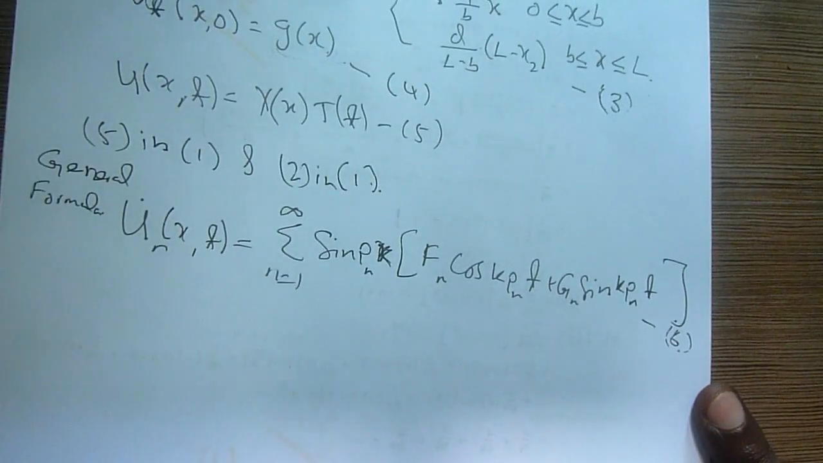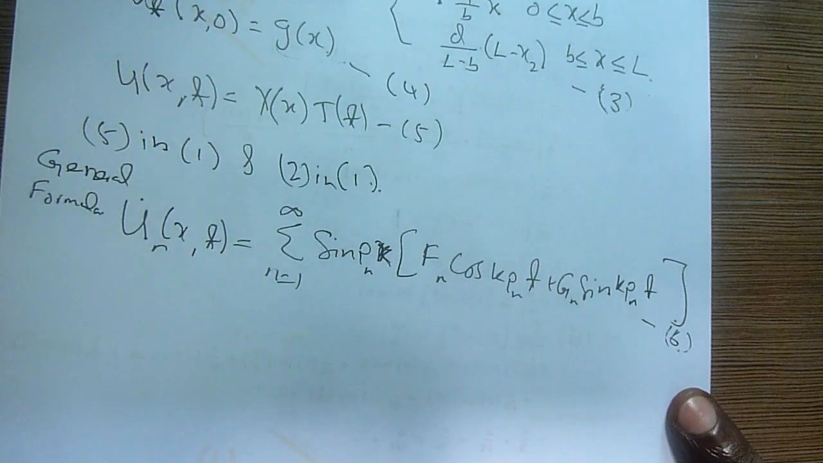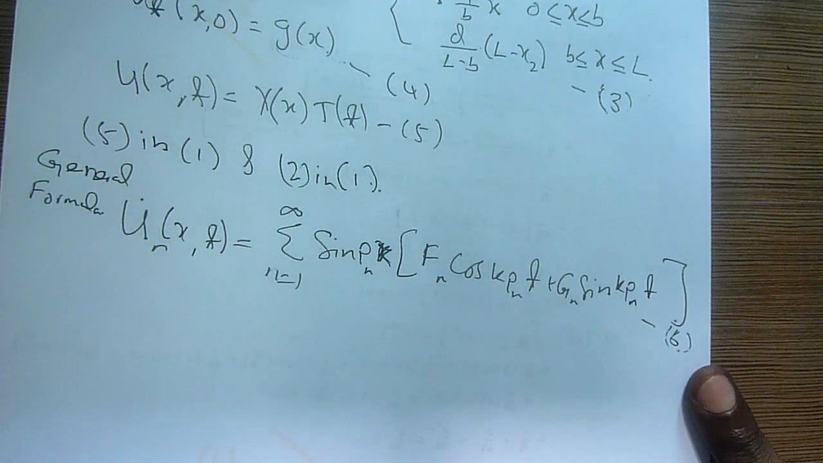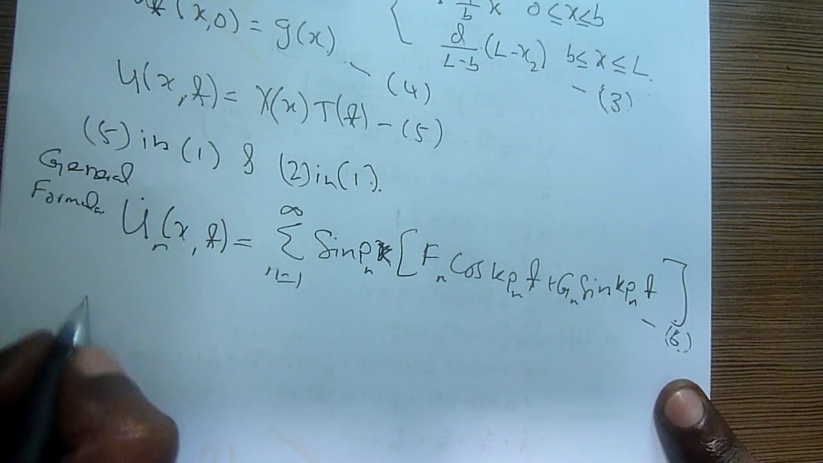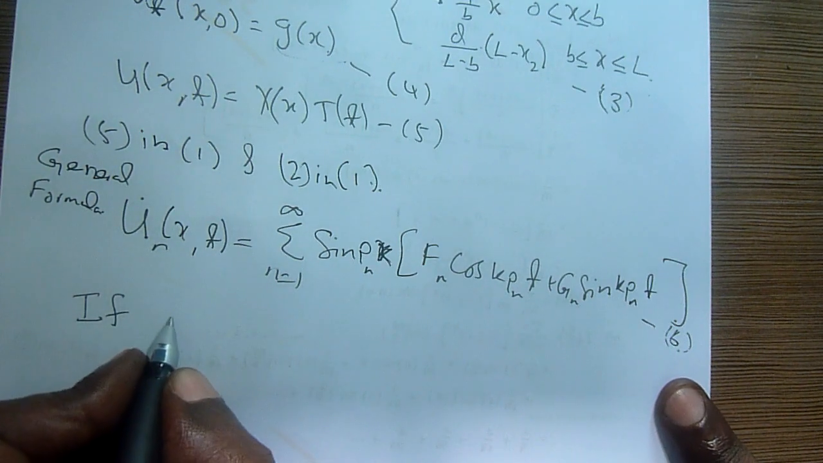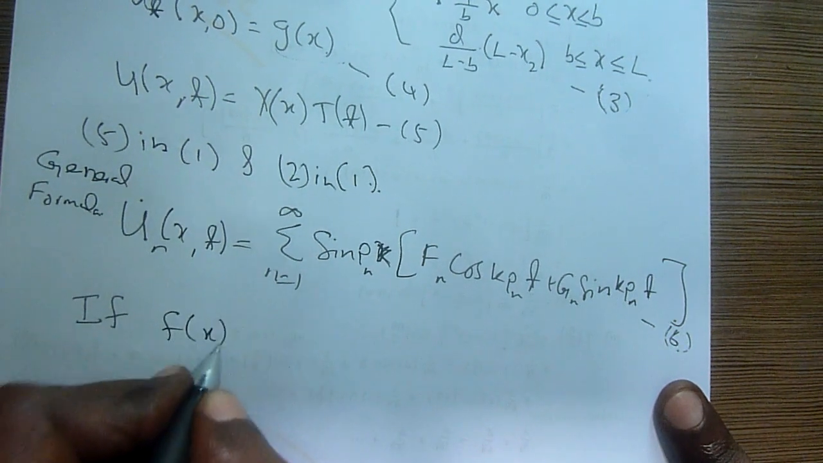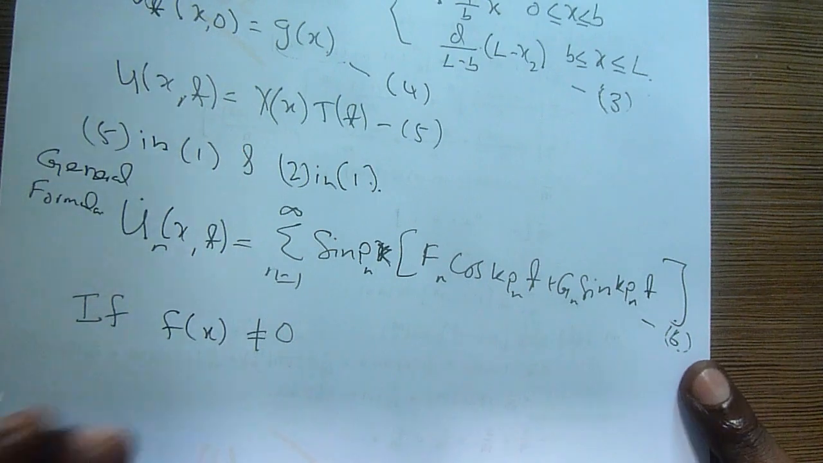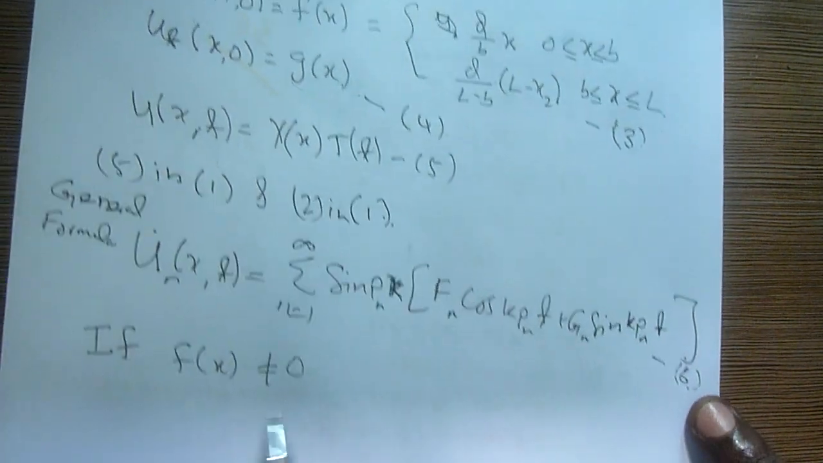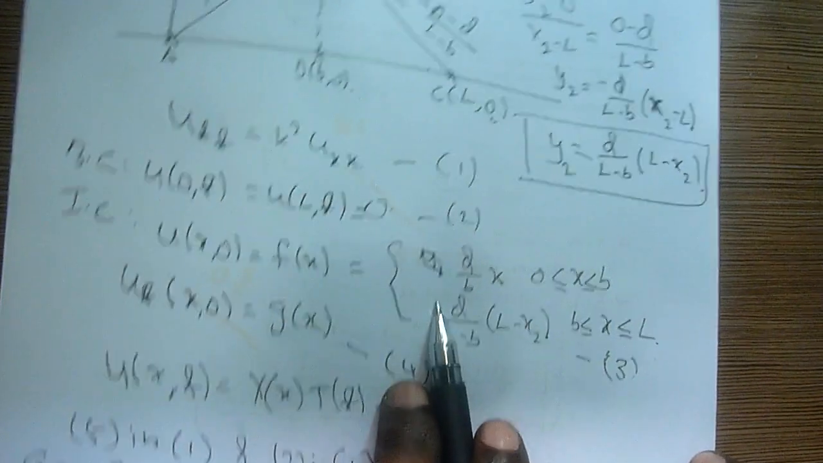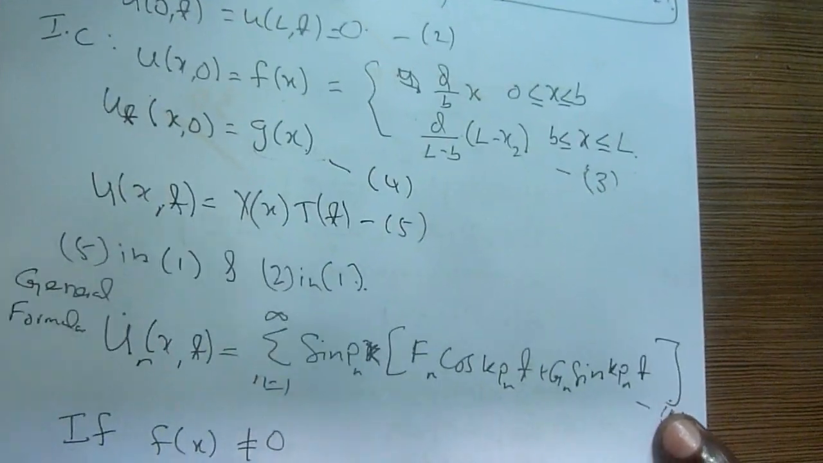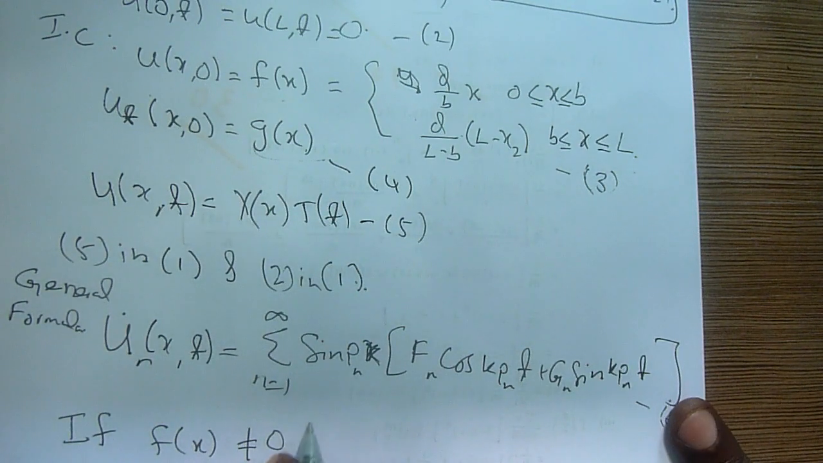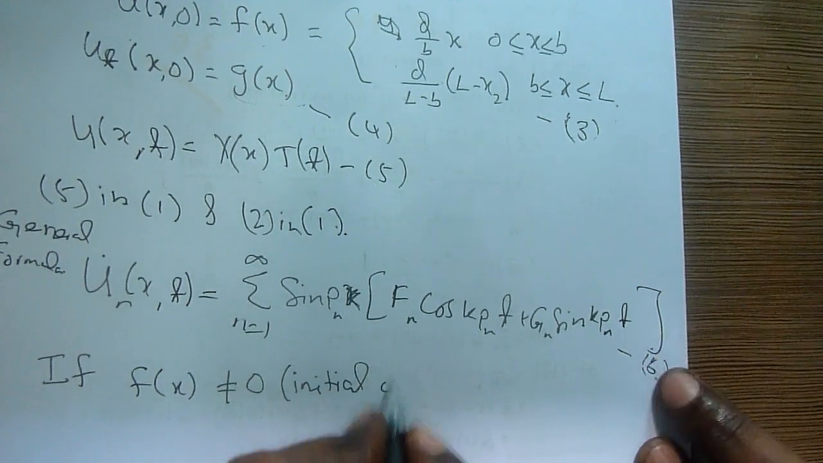Now, the logic here: I need to mention two very important messages. If fx is not equal to 0, what is the meaning of this? If it is not equal to 0, can you see there is a displacement, right? Therefore, we call this the initial displacement.